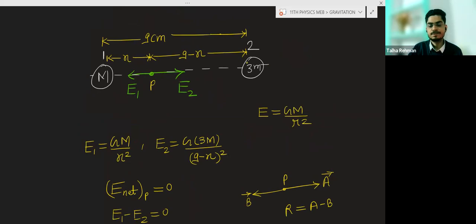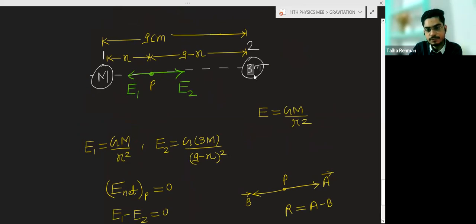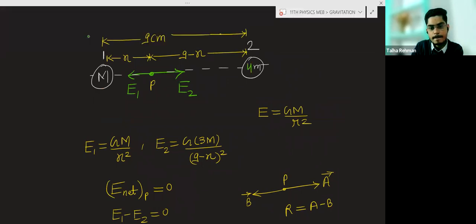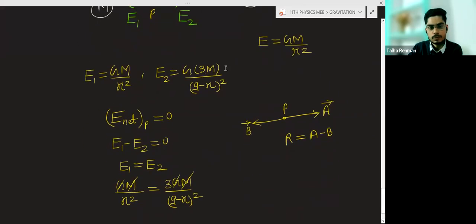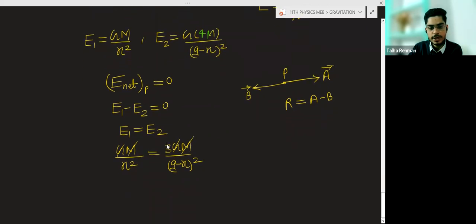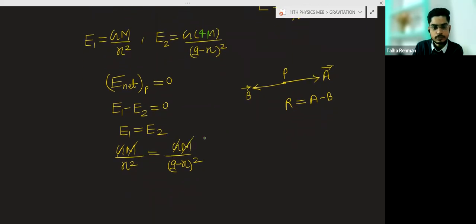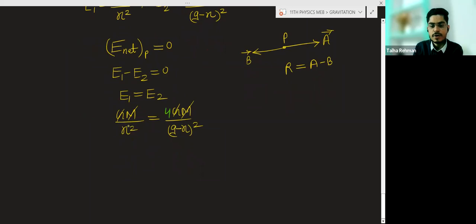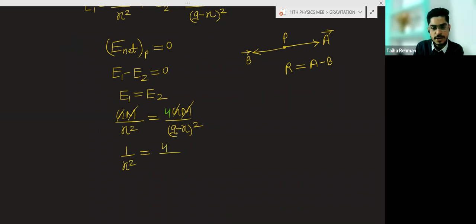Take this mass as 4m. So here it will be 4. So we have now 1 by x square, and this is equal to 4 by 9 minus x whole square.